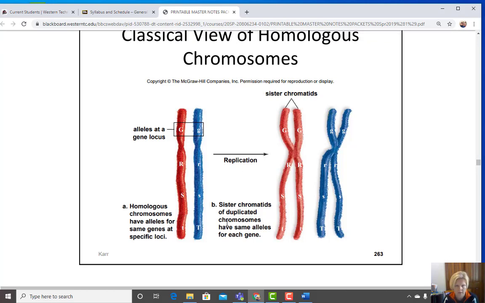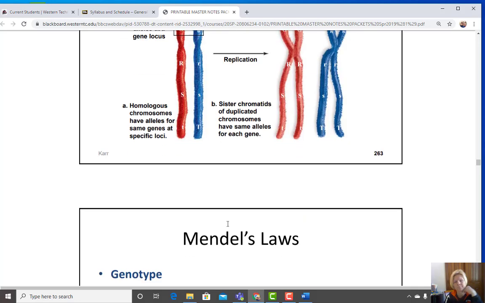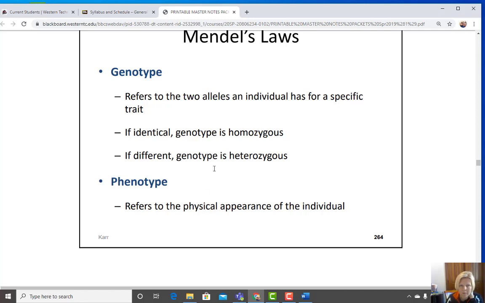So genotype, remember, is looking at the allele combination. So we can't see someone's genotype by looking at them. For example, they may express the dominant trait, but we don't know if they're heterozygous or homozygous. The phenotype, we can give a little information because it's the physical appearance. So if I see a tall plant, I know that that plant has a big T allele. But again, I don't know if it's homozygous dominant or heterozygous. I'd have to do some test crosses to figure out what the genotype of that tall plant would be.